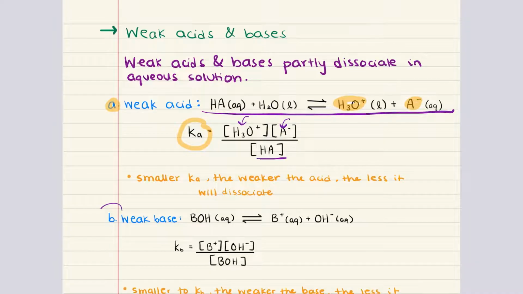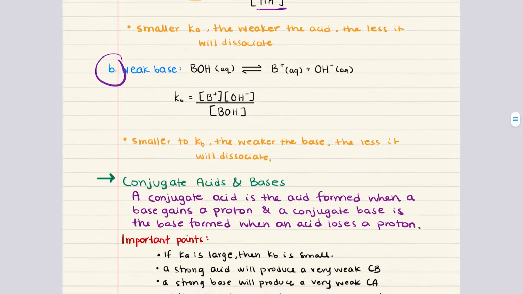Okay, what about weak bases? A weak base also partially dissociates in water and it produces hydroxide ions and its conjugate acid. Now, the degree of dissociation is quantified here by the base dissociation constant Kb. Again, remember, for equilibrium constant expressions, we have the concentration of the products raised to their stoichiometric coefficients over the concentration of the reactants raised to their stoichiometric coefficients, and we exclude solids and liquids.